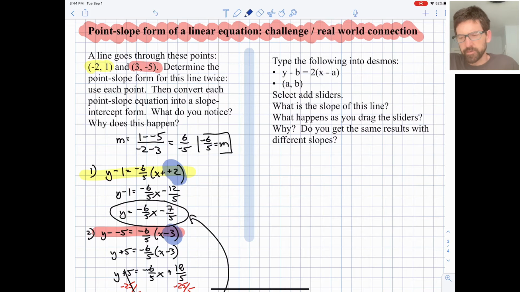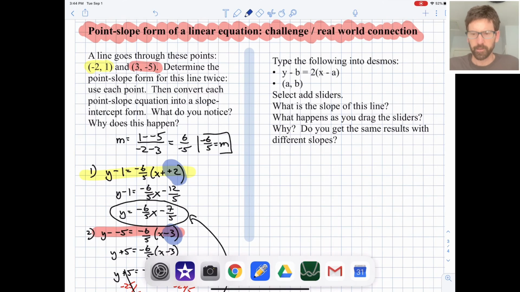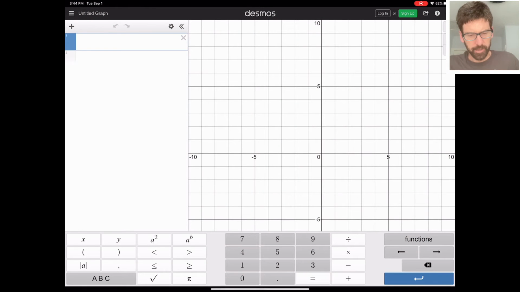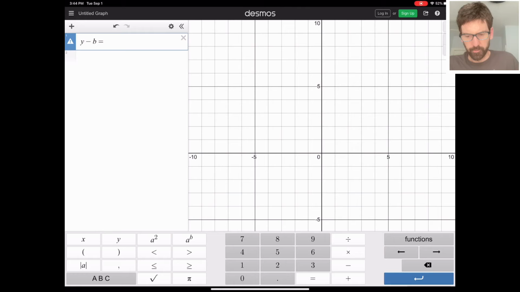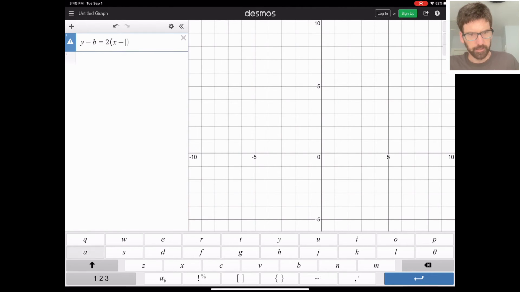So I'm going to go over to Desmos right now on my screen. Unfortunately, my cursor doesn't really show up very well on Desmos, so I'll just try to verbally explain to you what's going on. And I want to make sure I remember the questions though. Slope of the line, what happens as you drag the sliders, and you get the same results with different slopes. Okay, so let's go type this in. So y minus b equals, was it 2 times x minus a.